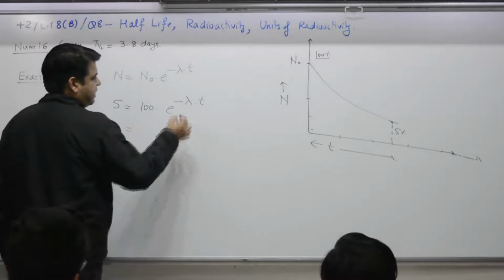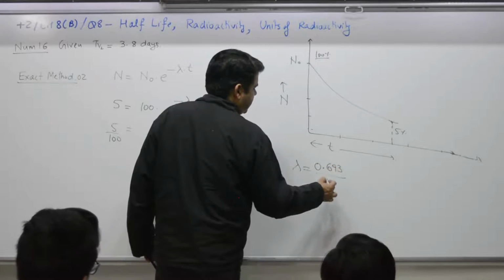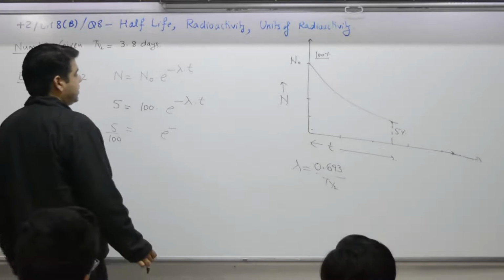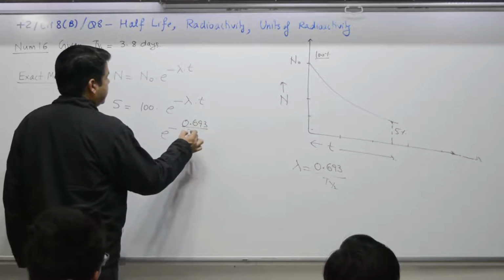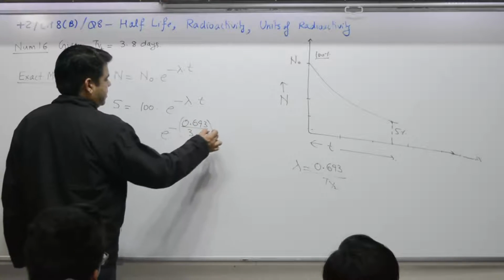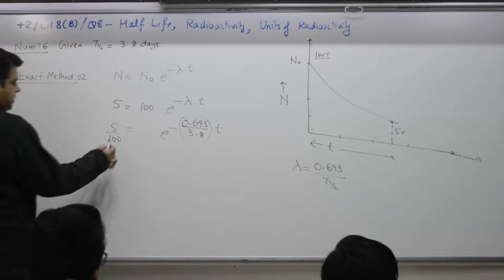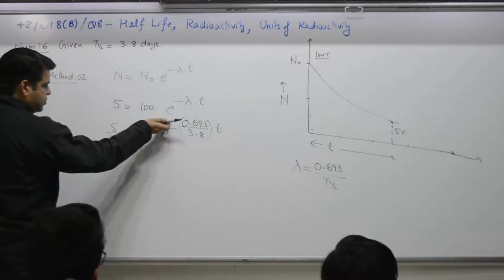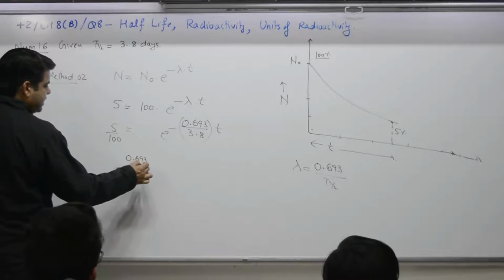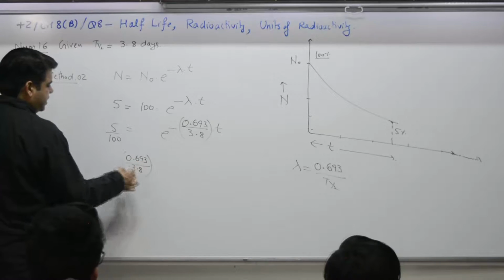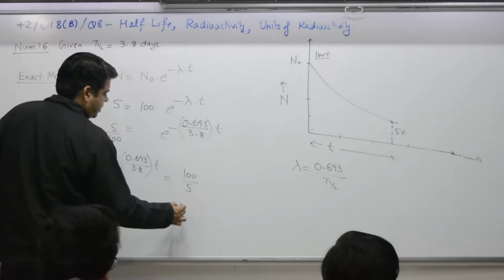e power minus lambda is equal to what? Yes, 0.693 by half-life. Half-life is 3.8 days. So 0.693 divided by 3.8 days into t. e power minus, you shift it to the denominator. What you get is e power 0.693 over 3.8 t is equal to what? 100 by 5 equal to what? 20.